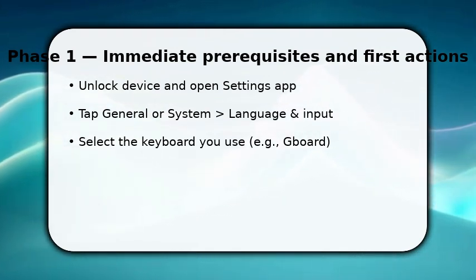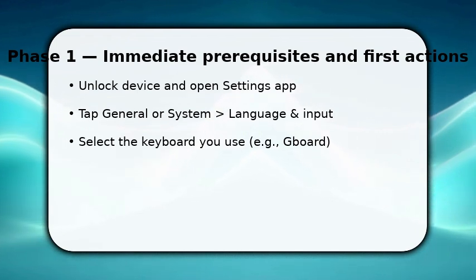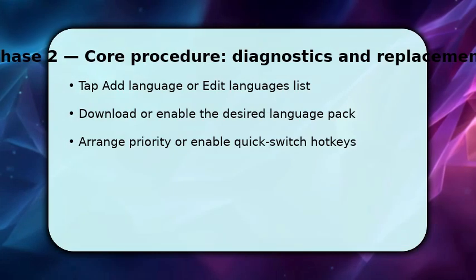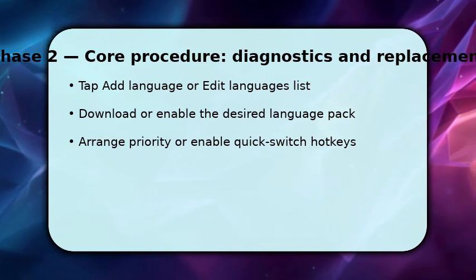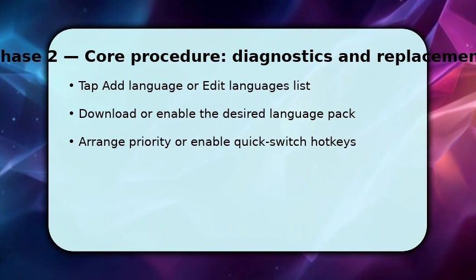Make sure to keep the original language if you want quick switching. Otherwise, turn off undesired languages. Next, add or switch languages inside the keyboard app. Tap Add Language, then pick the specific dialect or variant you need. Download any language pack if prompted.